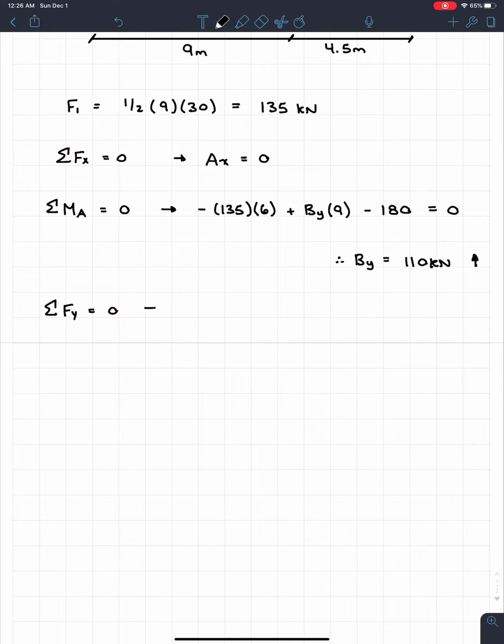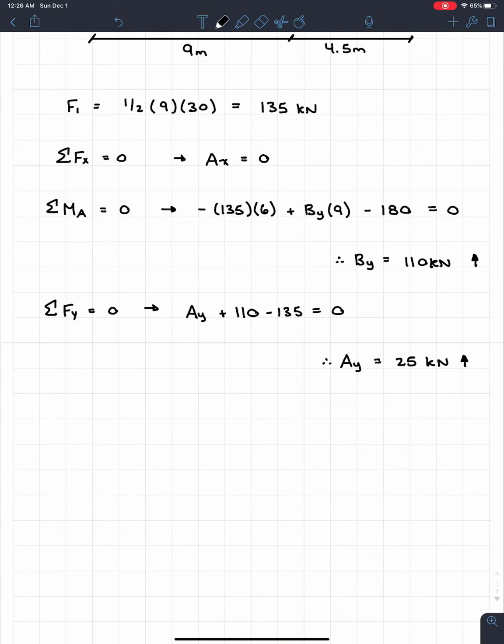And finally, we can easily solve for AY now that we know BY by taking the sum of the forces in the vertical direction equal to 0. So if we do that, what we find is that we got AY coming up, or assumed up, plus 110, and this 110 is just BY, and then minus F1, which is 135. All this is equal to 0, and what we can conclude is therefore AY is going to be equal to 25 kilonewtons, also upwards.